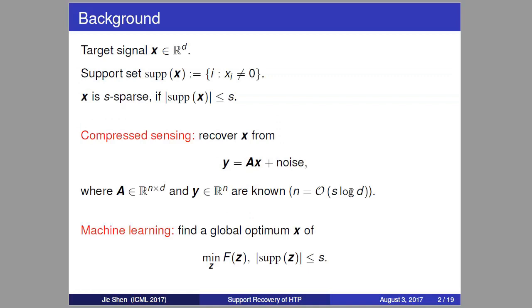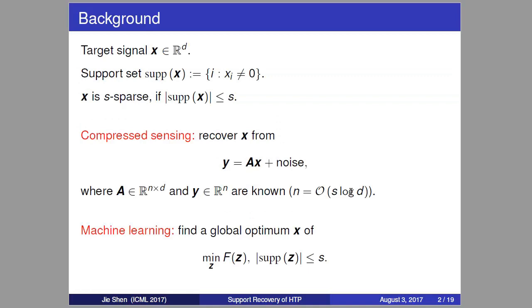We focus on recovering a sparse signal X that is d-dimensional. Sparse signals have many applications. For example, in compressed sensing, we have a linear model Y equals A times X plus noise. We aim to recover X using the knowledge of Y and the matrix A. In general, we have to draw d measurements, but if the matrix A is Gaussian and X is S-sparse, it is well known that the order of S times log d measurements are sufficient for sparse recovery.